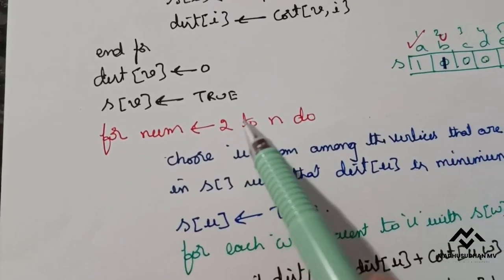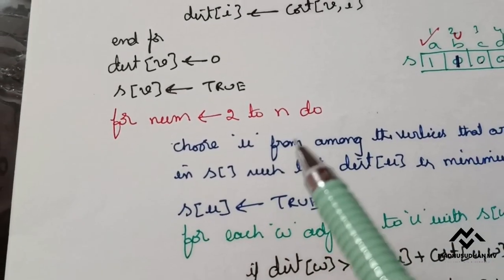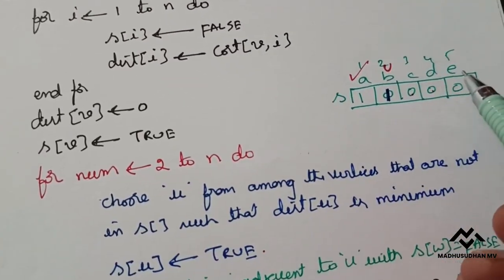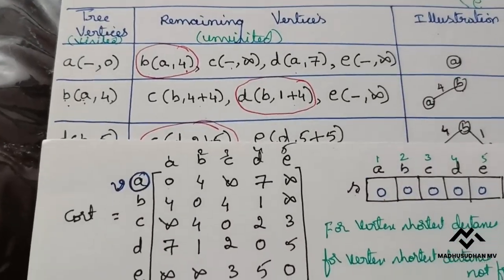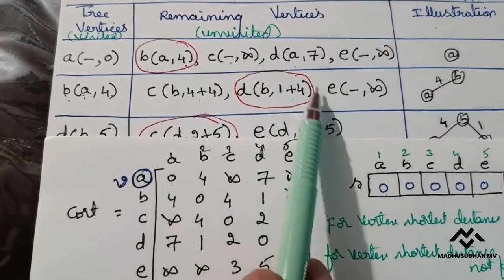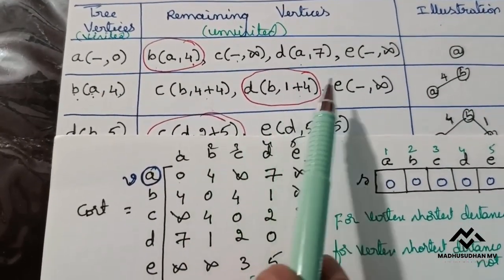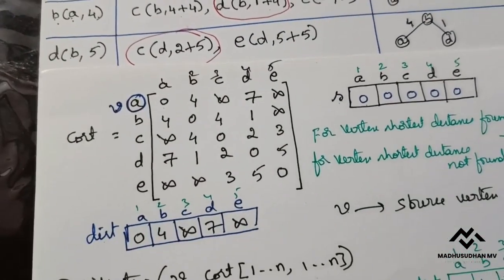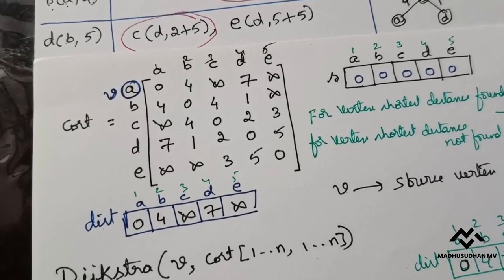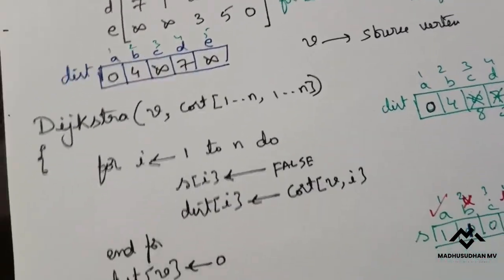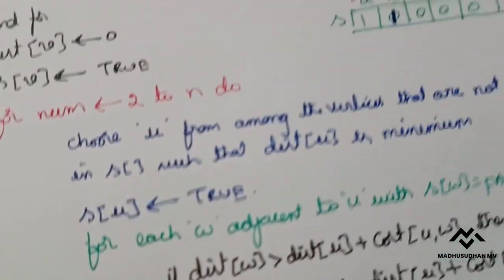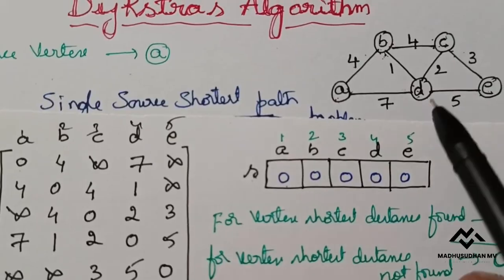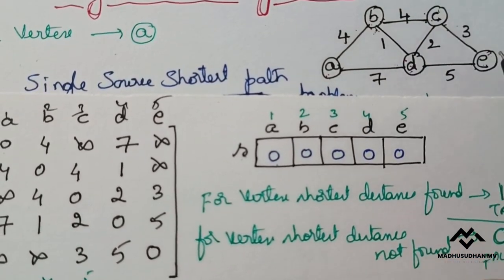Num becomes now 3. 3 less than 5, true. Come inside. Now again it chooses U from among the vertices that are not in S. Which are not in S now? C, D, E are not in S. Among these, which is minimum? 8, 5, infinity. 5 is minimum. So I am selecting D. This is my U now. D is my U. Okay. Now for D, which are the adjacent vertices? For D, A, B, C, E all are adjacent.